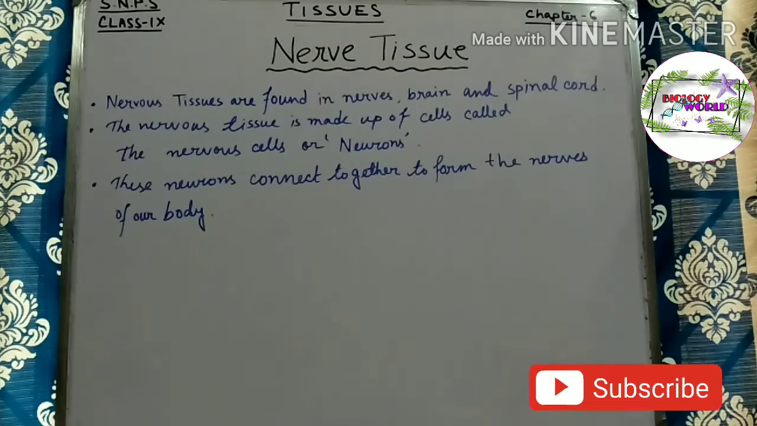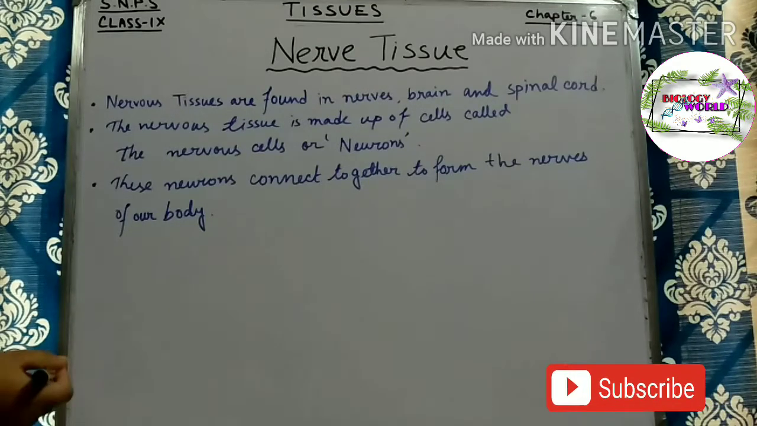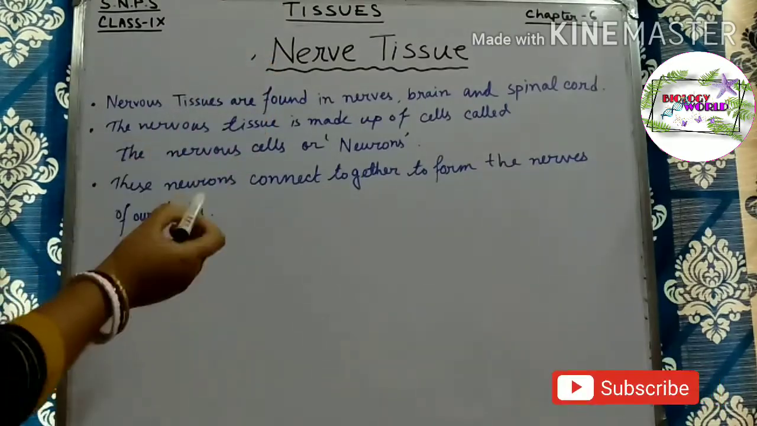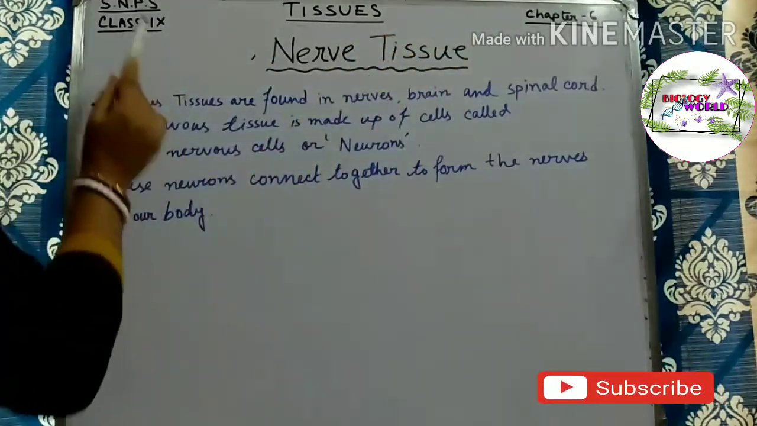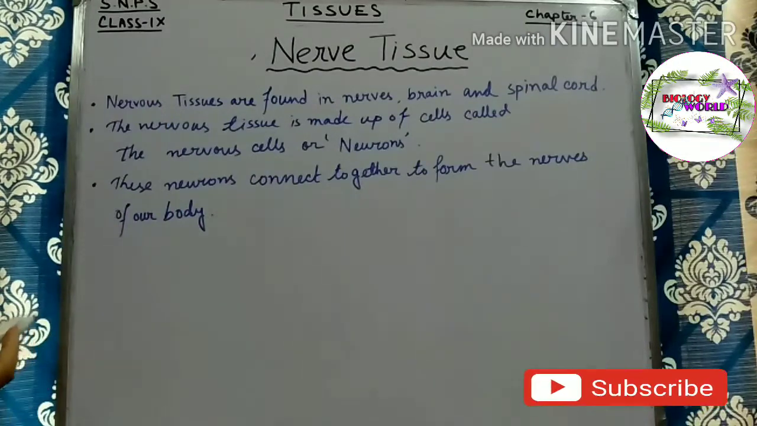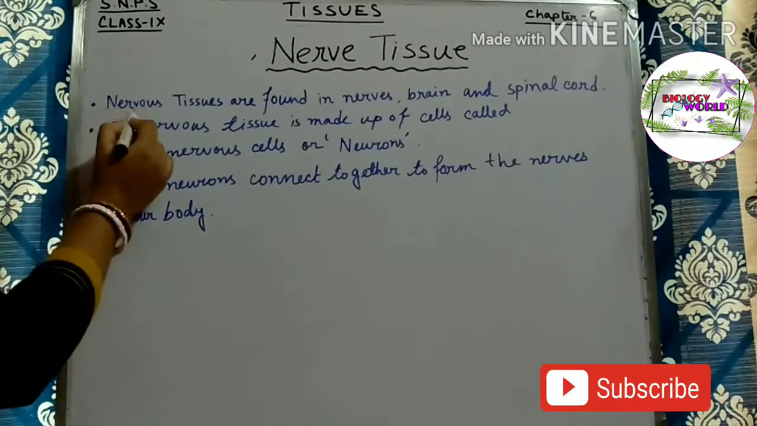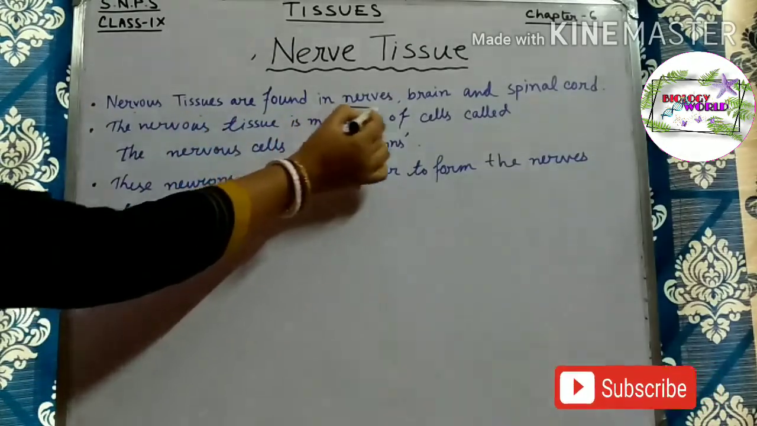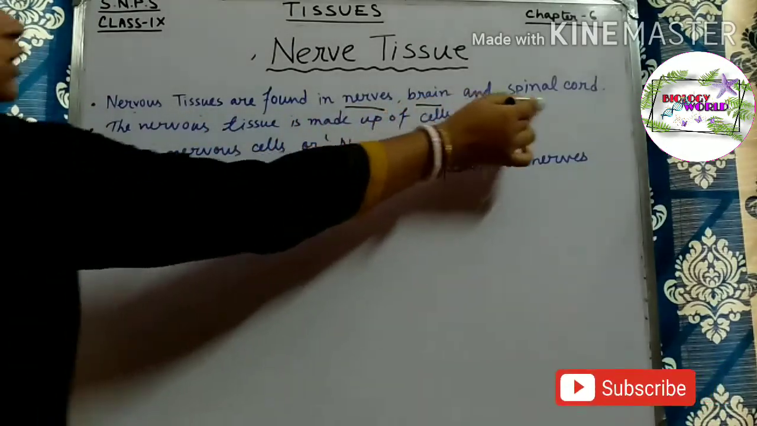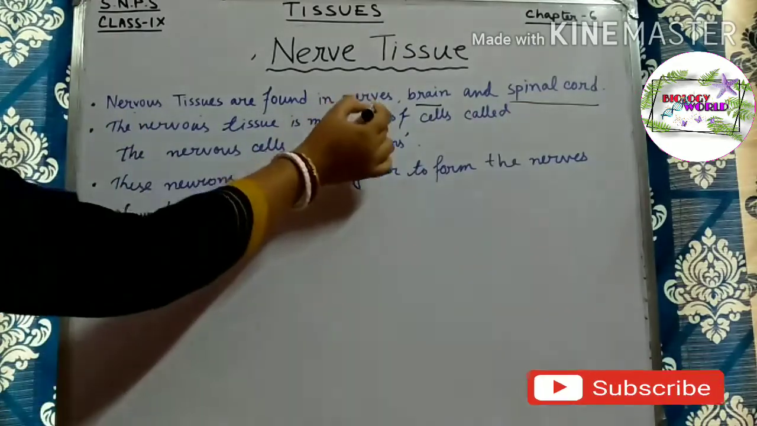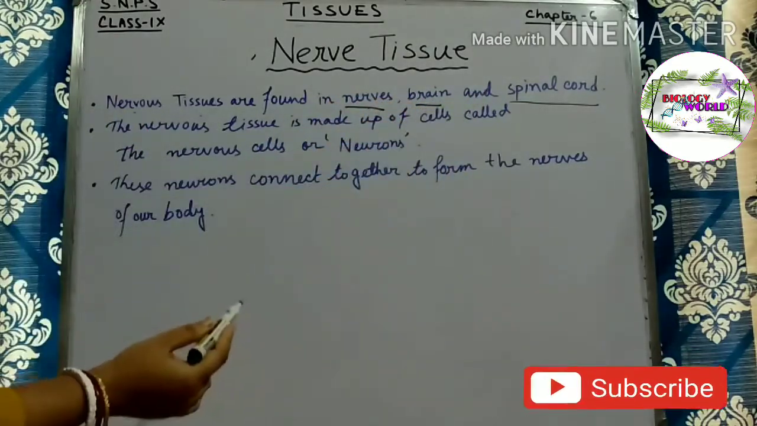Welcome students. Today we will see about the nervous tissue, which is from chapter 6 of class 9. Nervous tissue is found in nerves, brain and spinal cord.